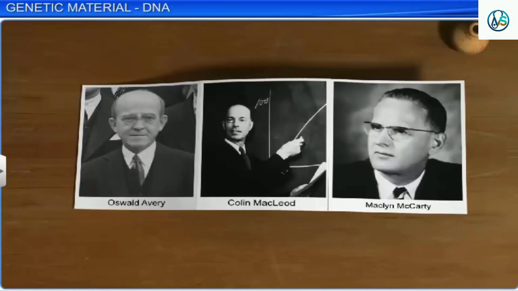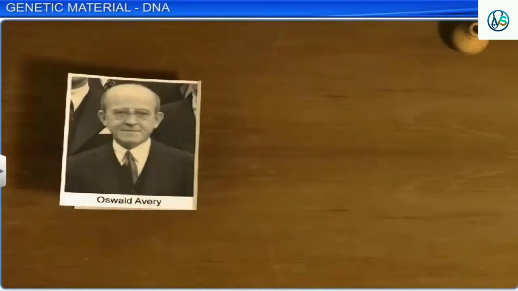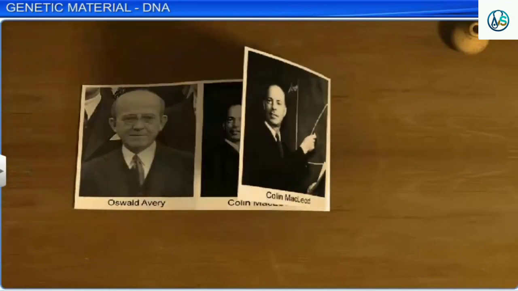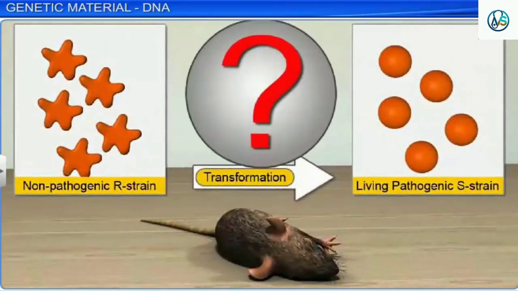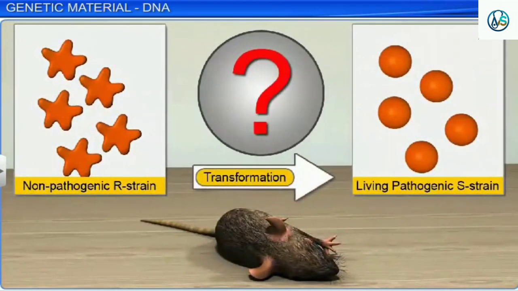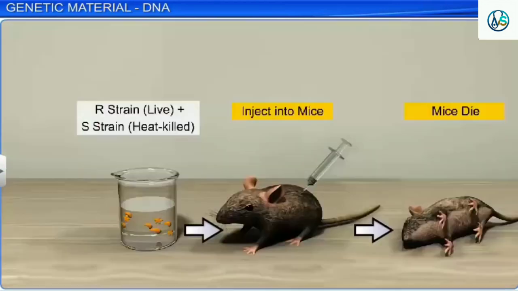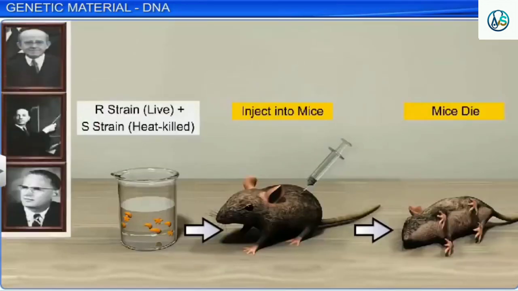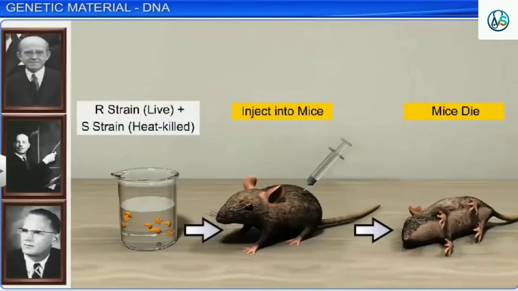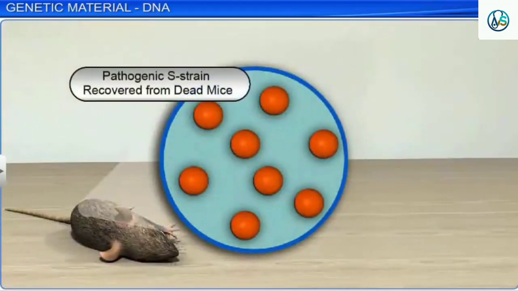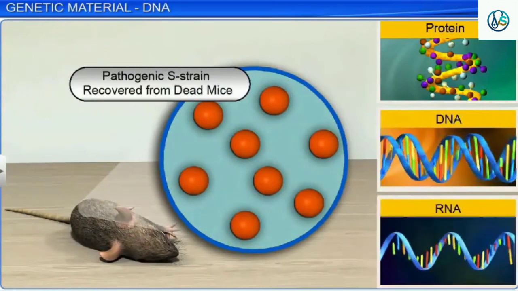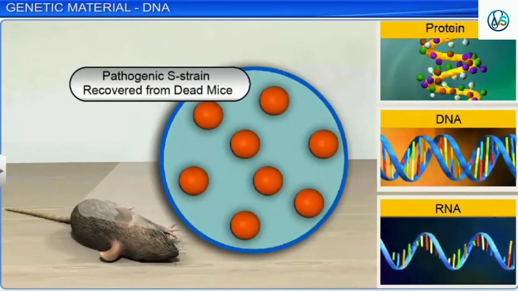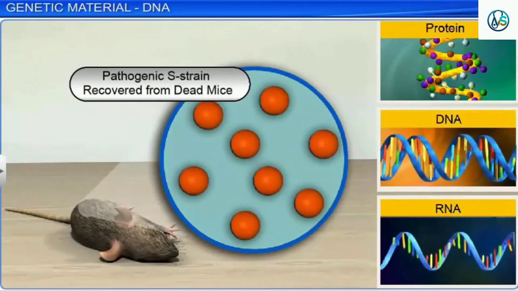However, in 1944, Oswald Avery, Colin MacLeod, and Macklin McCarty worked together to determine the biochemical that had caused the transformation in Griffith's experiment. They repeated Griffith's experiments and purified all three biochemicals, such as proteins, DNA and RNA, from heat-killed S-strain cells to identify which one had caused the transformation.